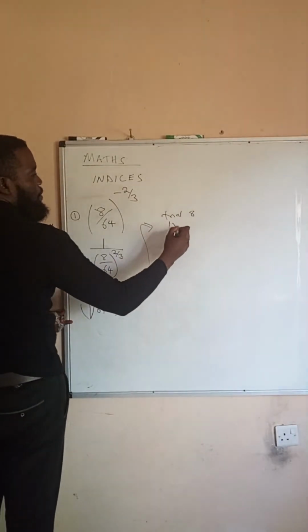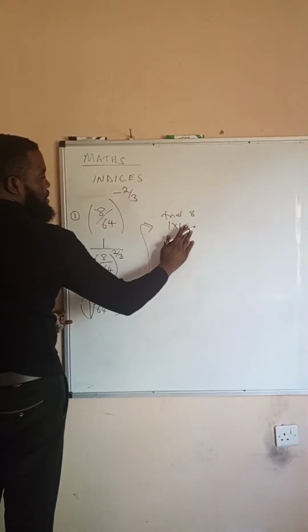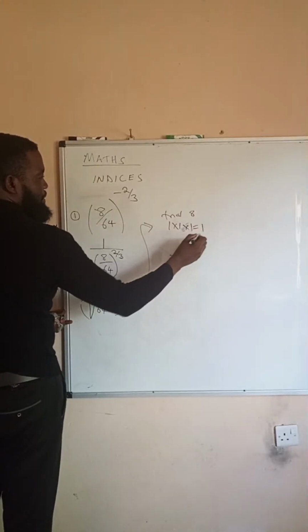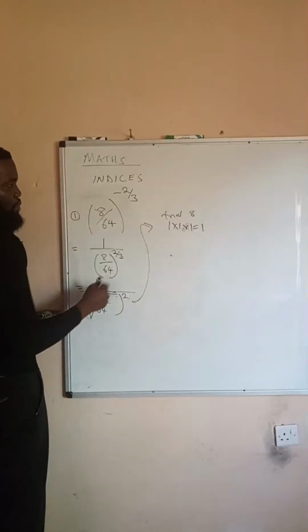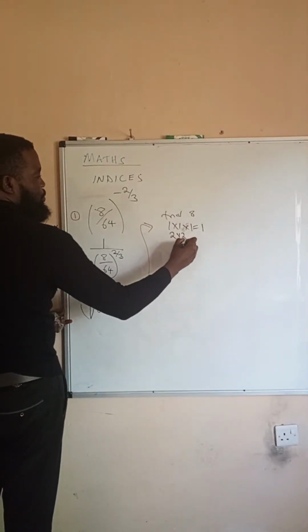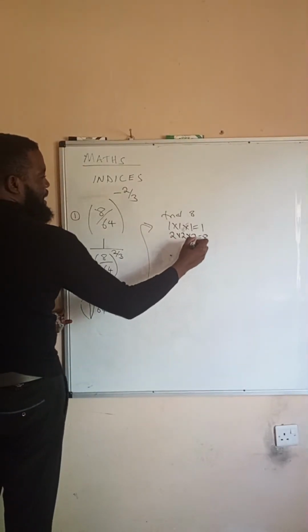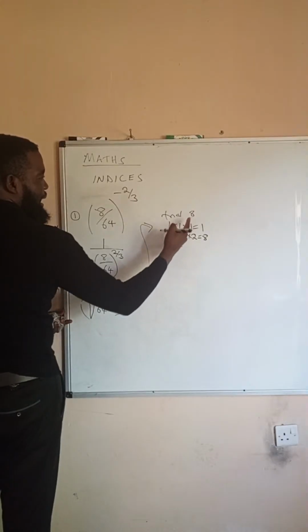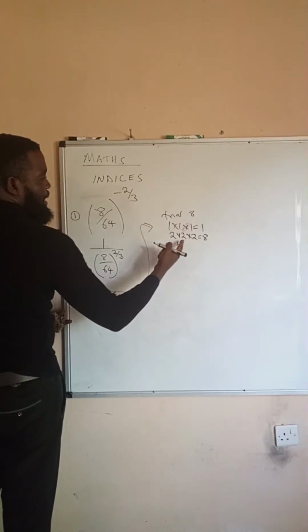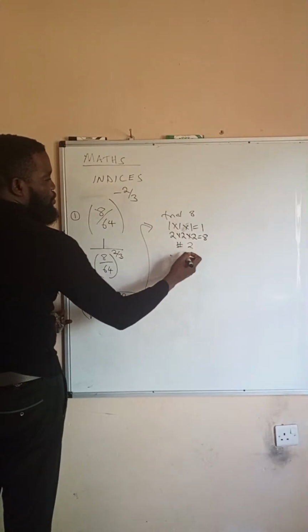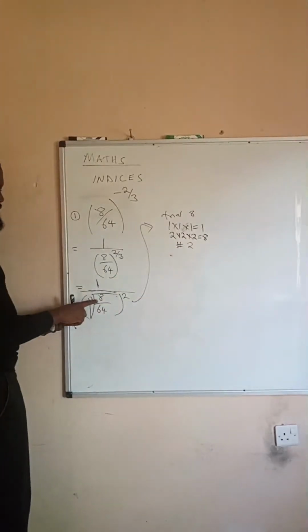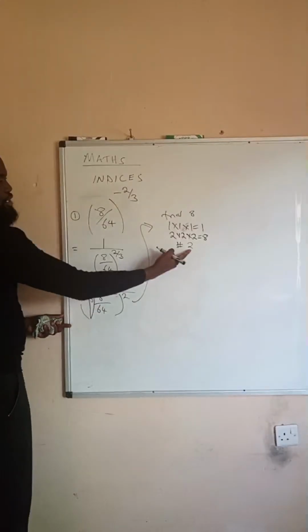I'll start with 1. 1 times 1 times 1, 3 times gives me 1. Do you have 1 here? No. I go to 2. 2 times 2 times 2 gives me 8. The trial number for 8 that gives me 8 is 2. So it means the first trial number for 8 is actually 2.